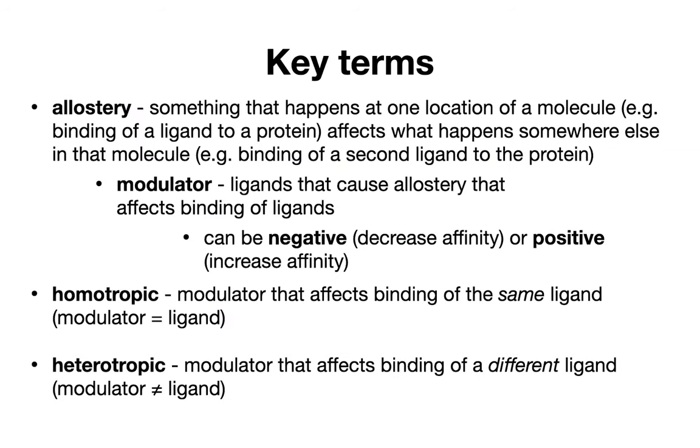So how would we classify BPG? BPG is going to be a heterotropic negative modulator. So it's heterotropic because it's different than the ligand that we're talking about. So we're talking about BPG affecting the binding of oxygen. It's affecting it negatively, so we call it a negative modulator.